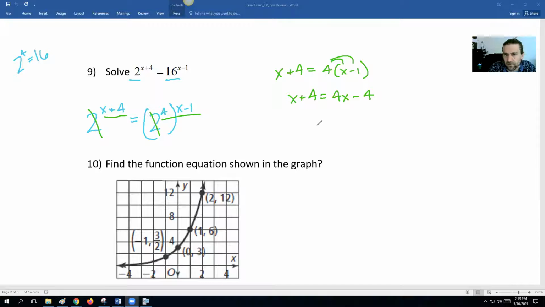Let's go ahead and move this 4 over here to become 8, and minus that x over to become 3x. And then we can divide. x would have to be 8/3. Not too bad.